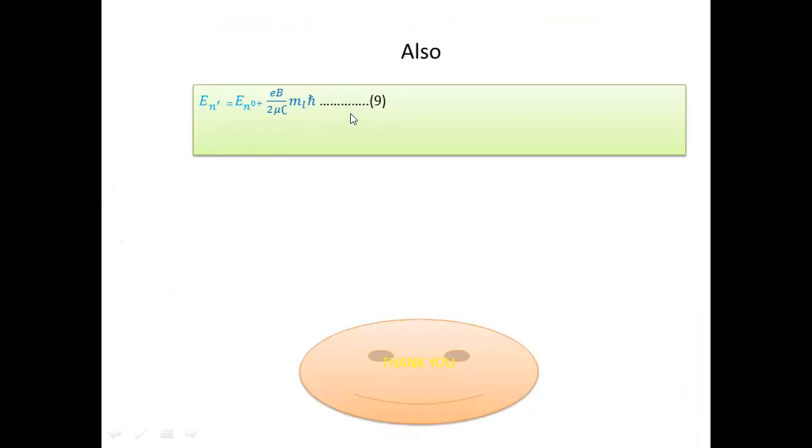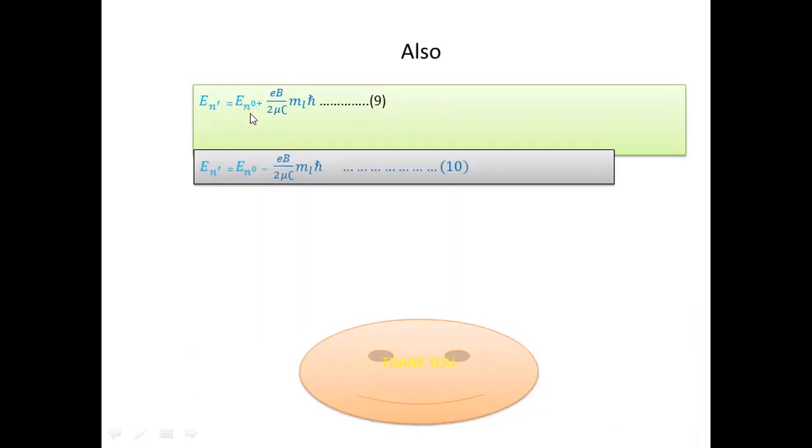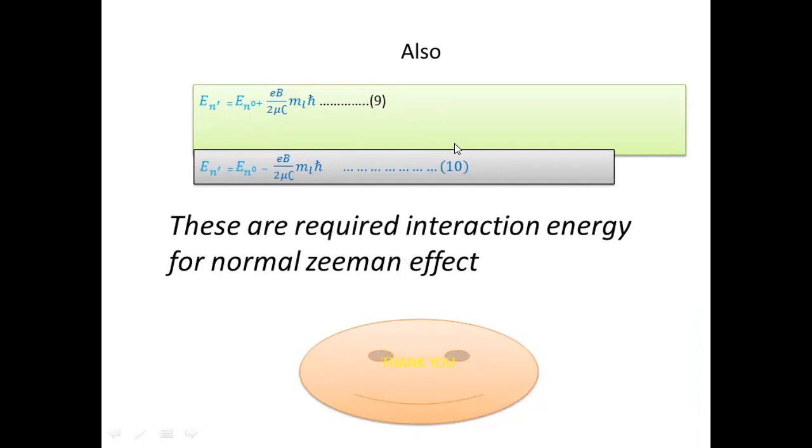This is the equation for the higher level energy, where E high is E naught plus this term, with a plus sign. For the lower energy case, we just flip the sign from plus to minus, and nothing else changes. This is our interaction energy for the normal Zeeman effect.